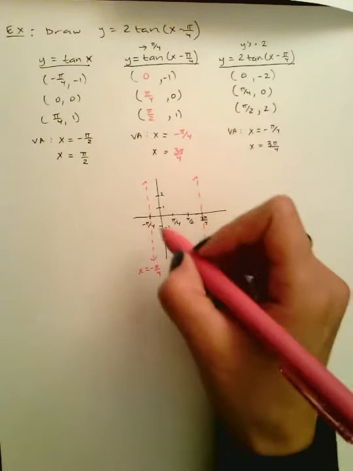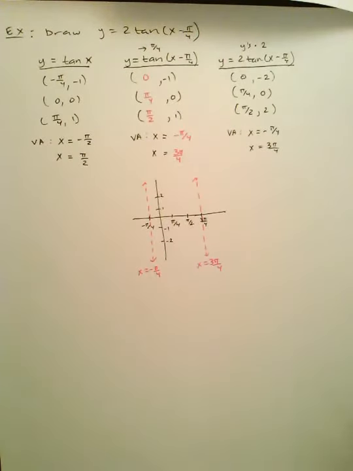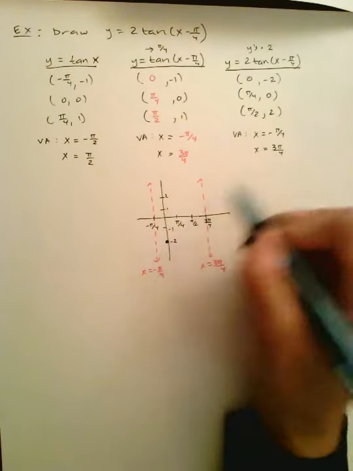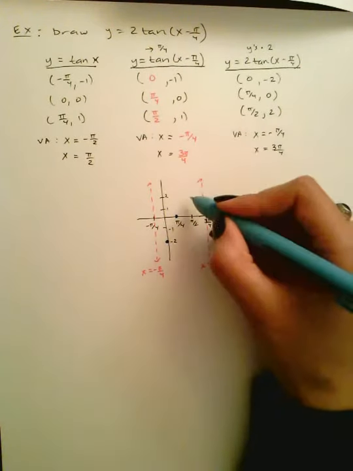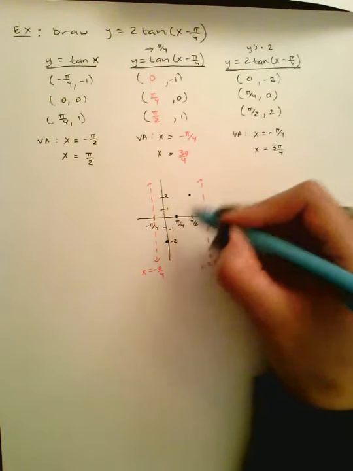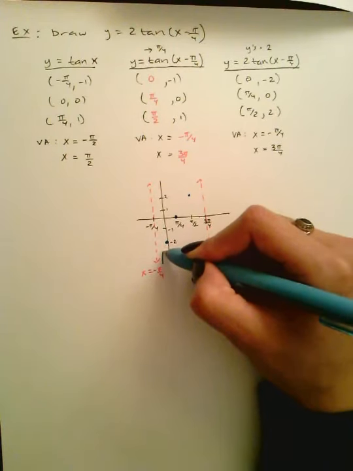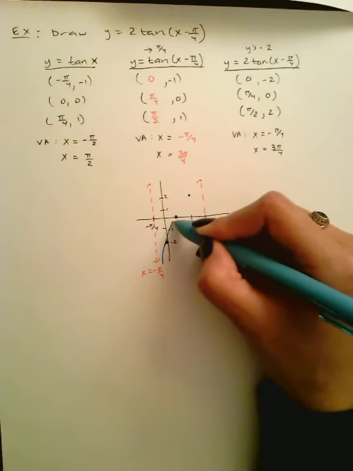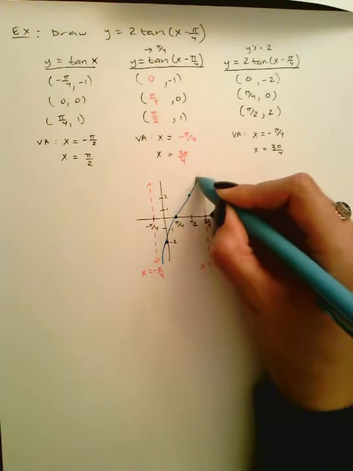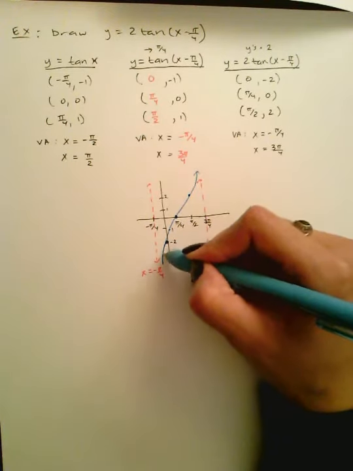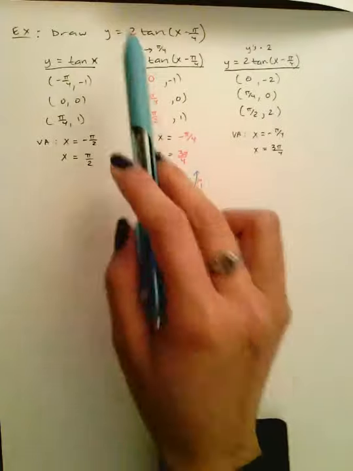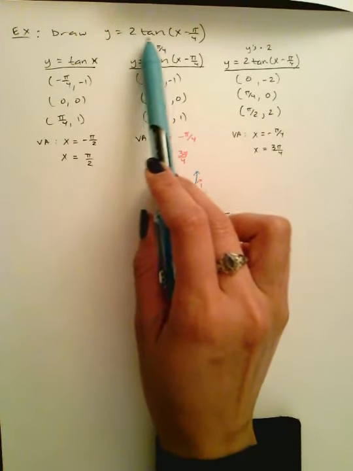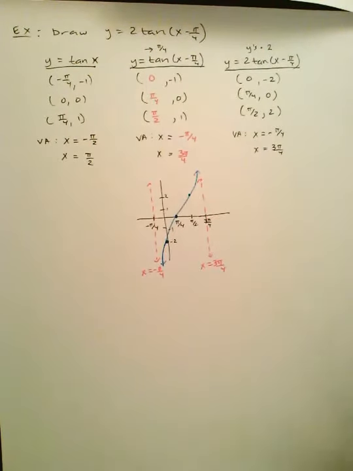So 0, negative 2, that would be this one. And then we have pi over 4, 0, and then we have pi over 2, 2. So we're going to go ahead and graph our tangent function approaching the asymptotes and also going through those points. So this would be the tangent function with these transformations. So 2 tangent of x minus pi over 4.